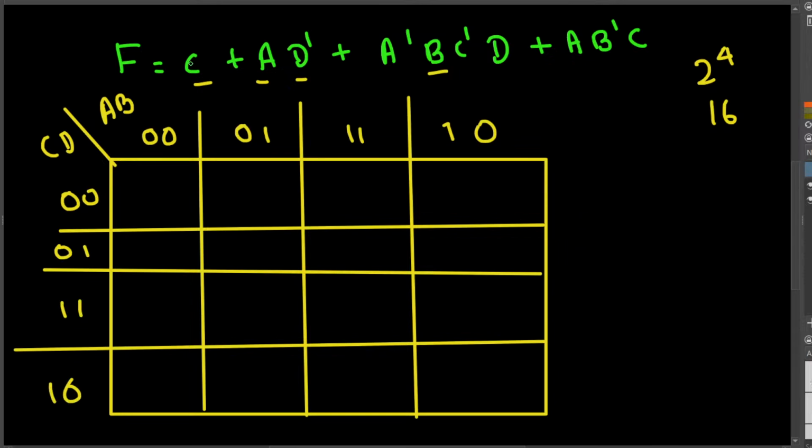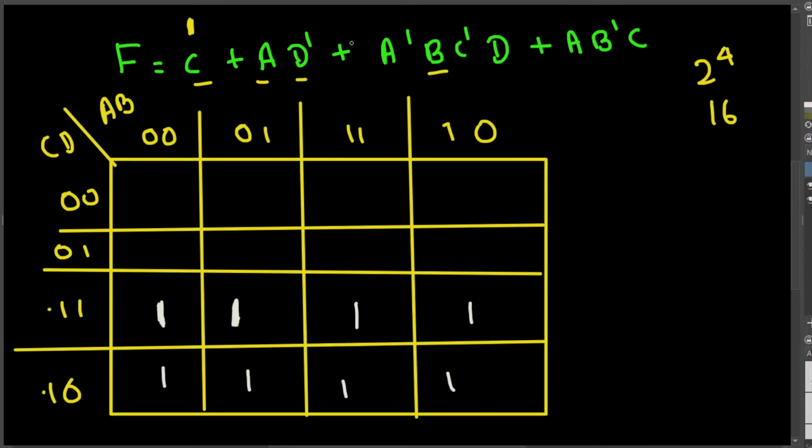Okay, first we have C. So we are going to have a 1 whenever we have C equal to 1. C is 1 in this row and this row right here. So all the values in these rows are going to be 1. It doesn't matter what the others are. Since one term of the expression is C, we are going to have 1 for everything.